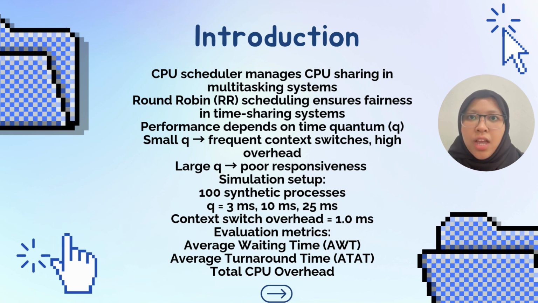In this project, we simulate the round-robin scheduler using 100 processes with three different quantum values: 3 milliseconds, 10 milliseconds, and 25 milliseconds. A fixed context switch penalty of 1.0 millisecond is applied. We evaluate the system using average waiting time, average turnaround time, and total CPU overhead to determine the optimal quantum size.